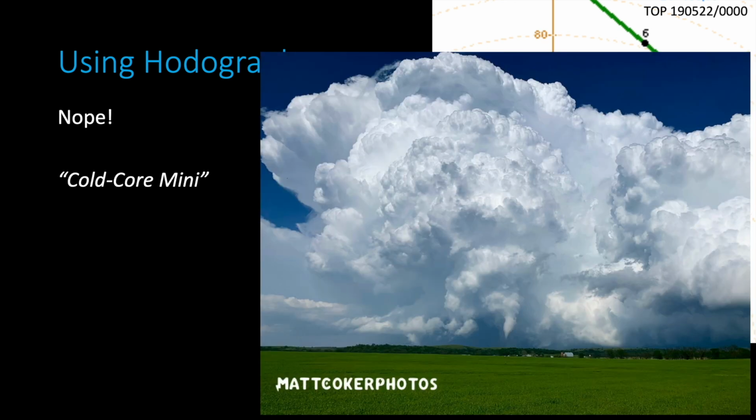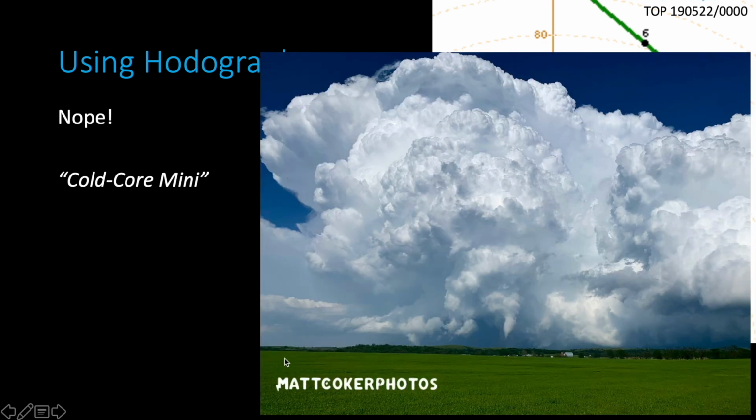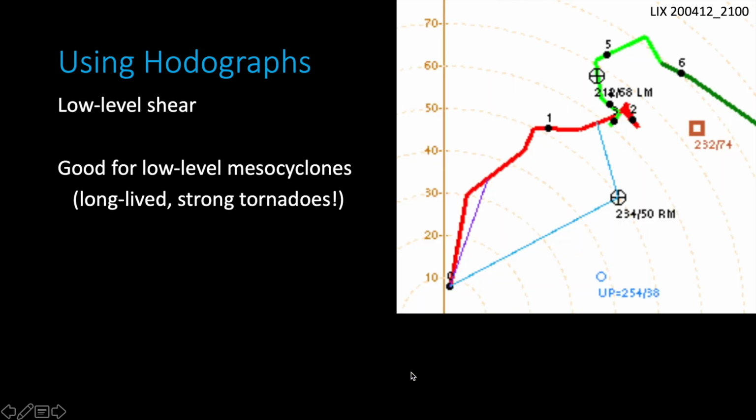So do I mean not to chase weak 1 to 3 kilometer shear? No, definitely not. This was Matt Coker's absolutely breathtaking picture from the Madill and Springer, Oklahoma tornado day. I never remember which one is which. Just an amazing shot here. And again, this is just a rule of thumb that I use to predict the presence of long-lived and robust supercells. Sometimes events can slip under that, especially cold core events like this one was, and in return they can yield some pretty photogenic surprises.